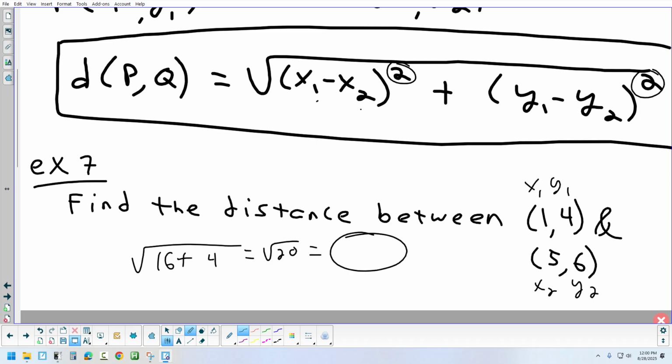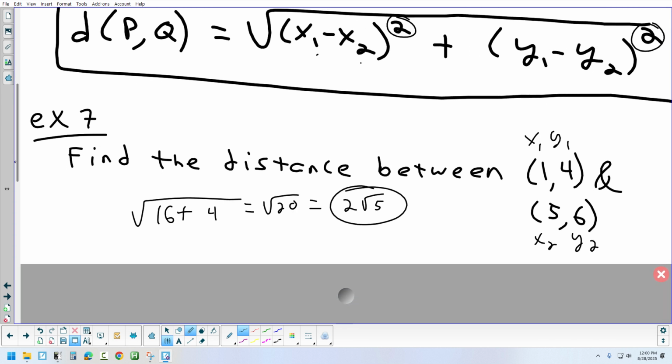But we always want to reduce square roots if we can. What is the square root of 20 reduced to? Yep. 2 root 5. So very important we know how to do that from algebra. And that's the distance between the 2 points.